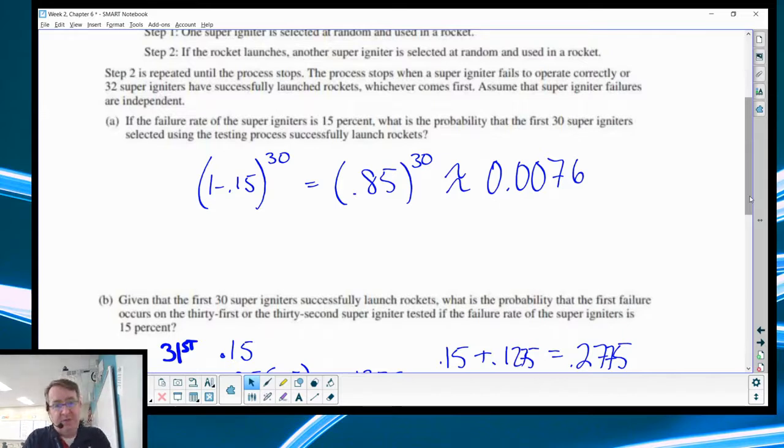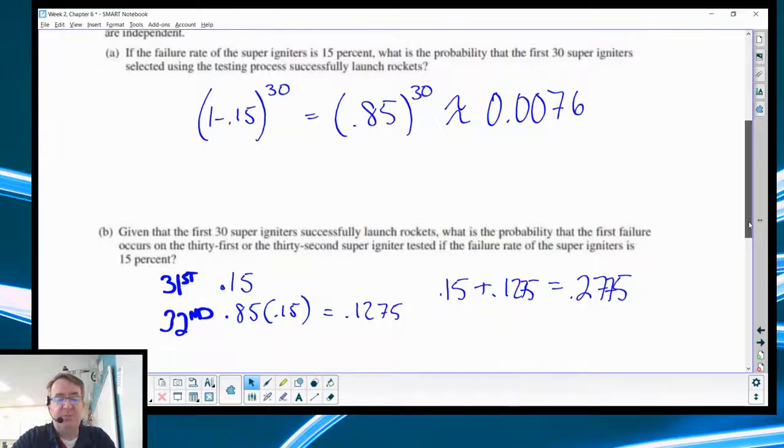So if we get a failure on the 31st one, there's a 15% chance of that. The 32nd one would mean that we didn't fail the first time but failed the second time. So you're going to have success times failure, which is 0.85 times 0.15, which is 12.75%. We add those together because, much like the tree diagram, it's the same idea. So there is a 27.75% chance that, if the first 30 rockets launched successfully, you're going to have a failure on either the 31st or the 32nd rocket.